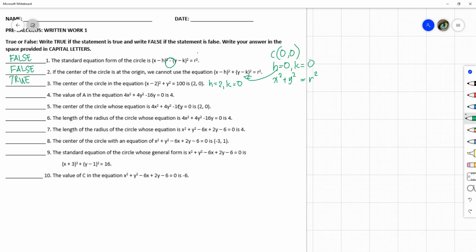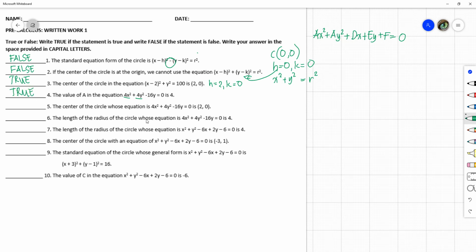Okay. Number 4, the value of a in the equation 4x squared plus 4y squared minus 16y equals 0 is 4. Now, take note from our discussion last time that the general equation of the circle is ax squared plus ay squared plus dx plus ey plus f equals 0. So in other words, the value of a is the numerical coefficient of x squared and y squared. As we can see here, the numerical coefficient of x squared and y squared is 4. It is true.